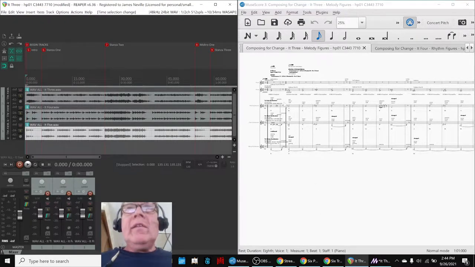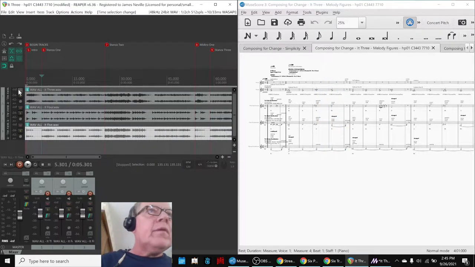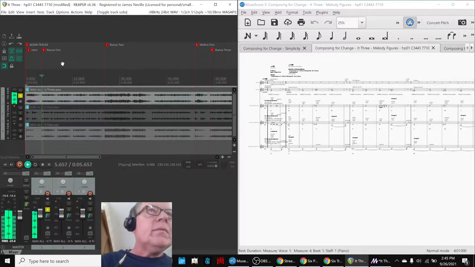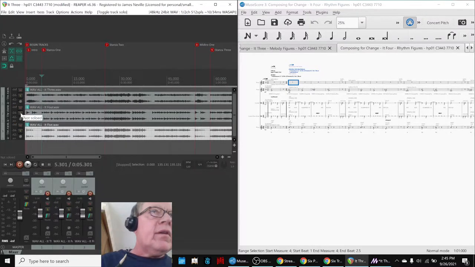I guess this is a good place to start to show what we did here. So here is it 3, which was the melody figures, and it starts here at stanza 1 in MuseScore. And this is the same piece over here in Reaper. And then it 4, which is here, which is what we call the rhythm variations. We did that over here.